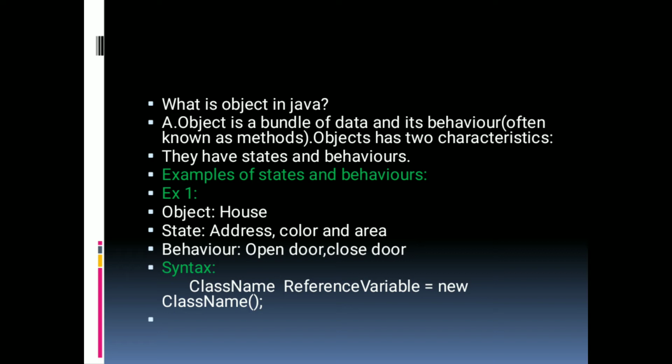Class name, reference variable, new, class name. So the syntax for how to create an object is: first we write the class name, a space, then the reference variable, which is nothing but the object name, is equal to new, space, class name.